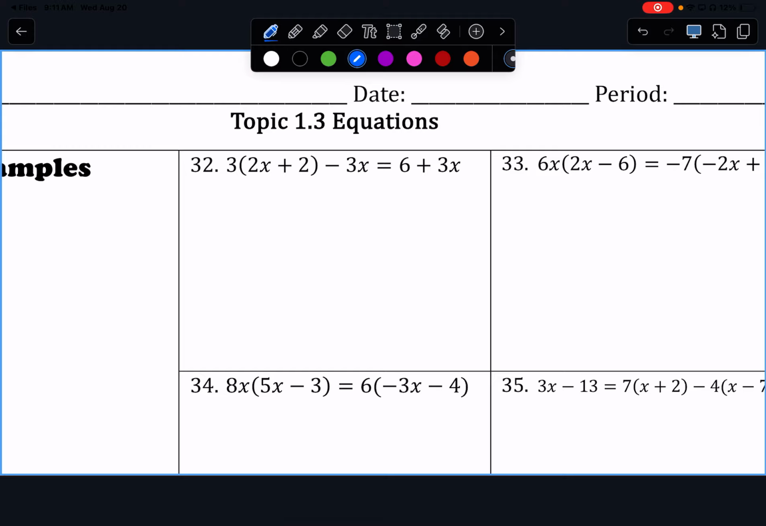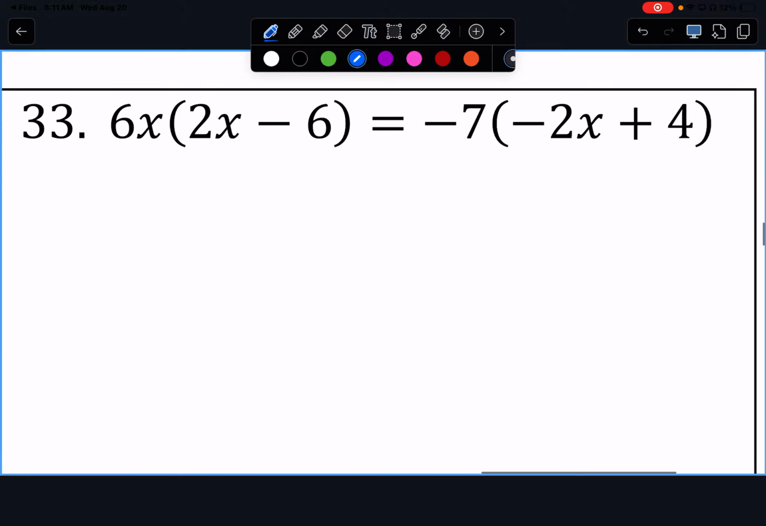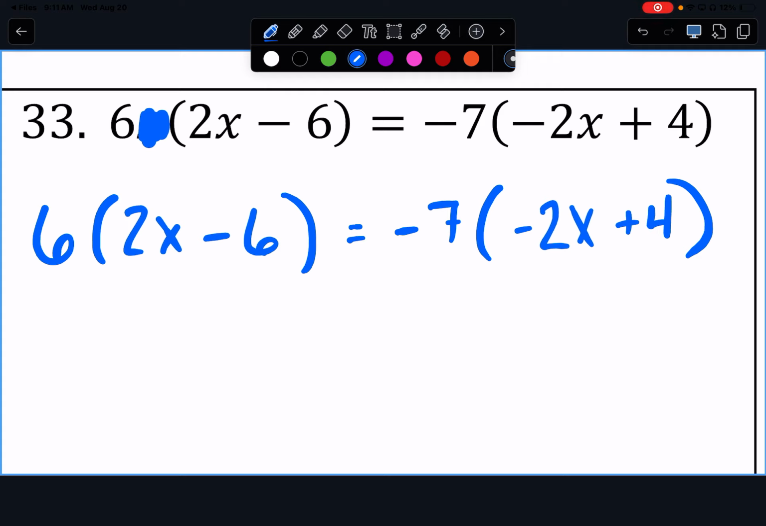All right, now, from here, before we even get started, there are 2 typos I want to fix. I need to get rid of that 6 as well. So 33 is going to be 6 times 2x minus 6 is equal to negative 7 times negative 2x plus 4. I'm sorry for these typos.